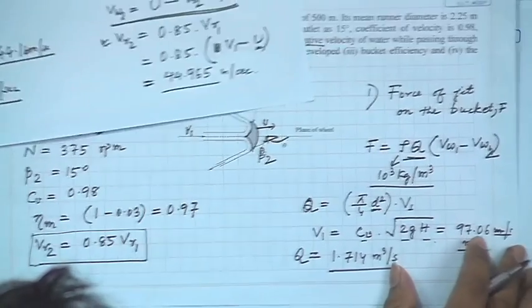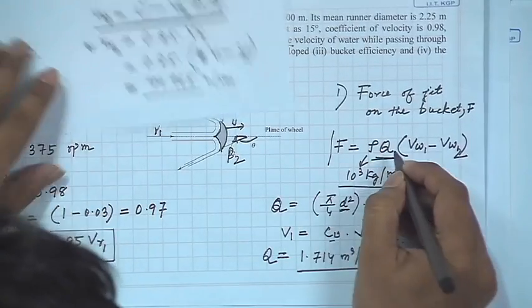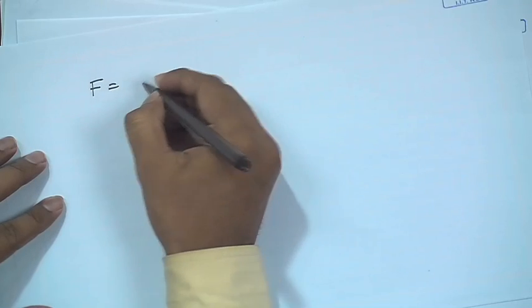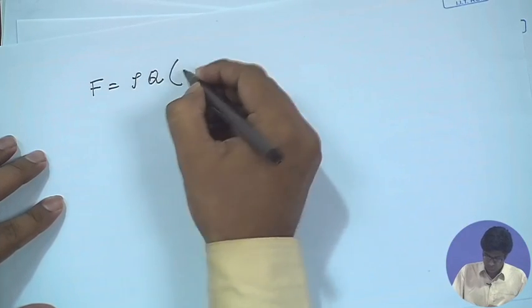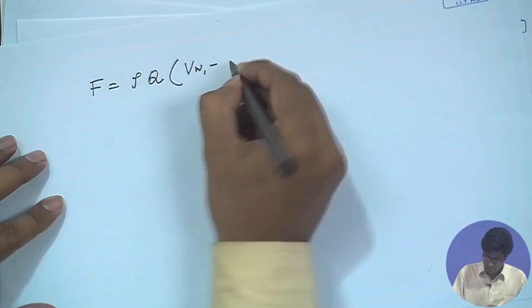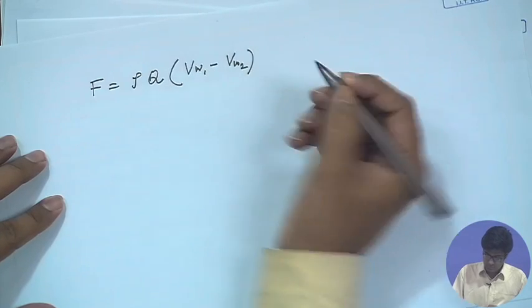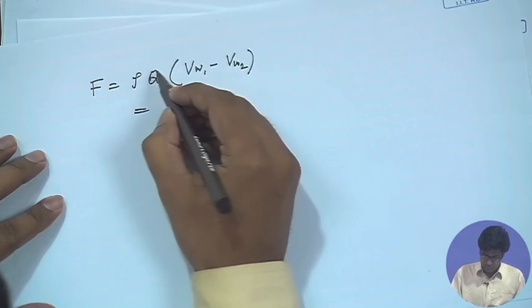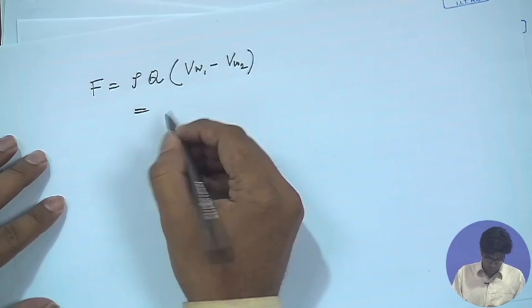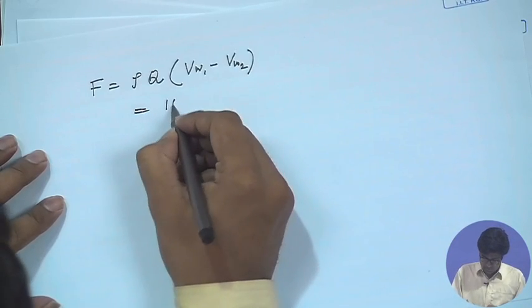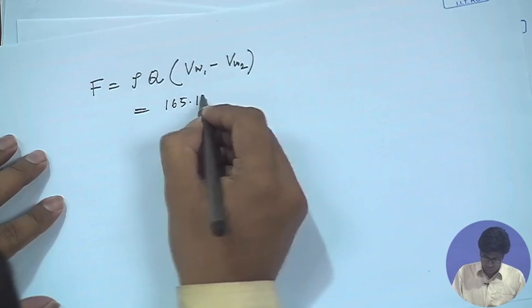So, finally, the force, whose expression was given as, substituting all the values here, we finally get the value of the force on the bucket by the jet as 165.15 kilonewton.